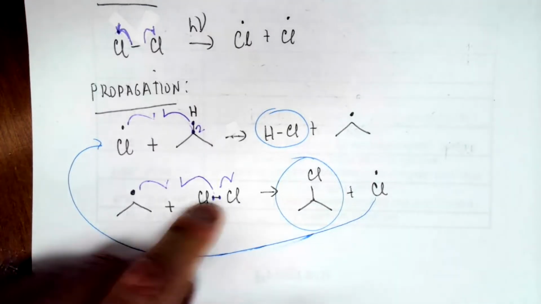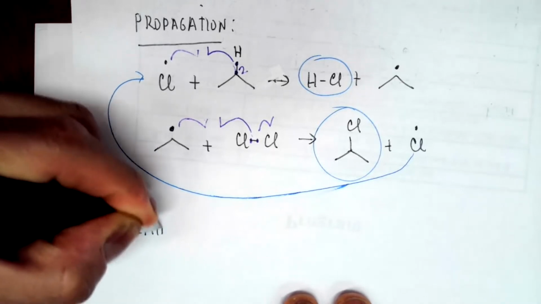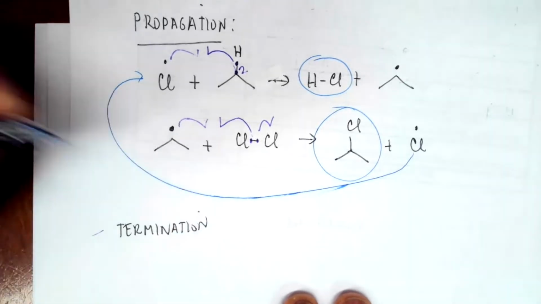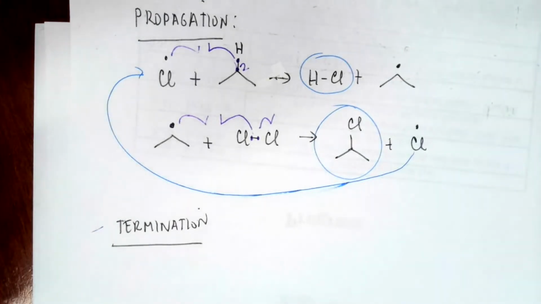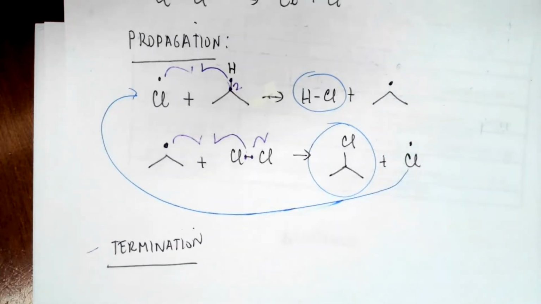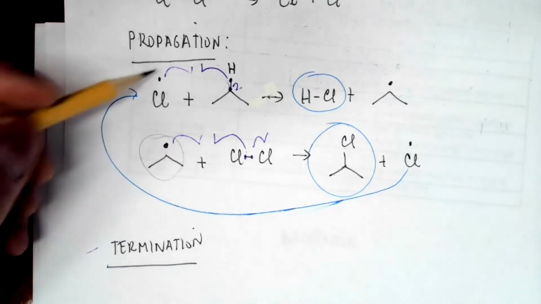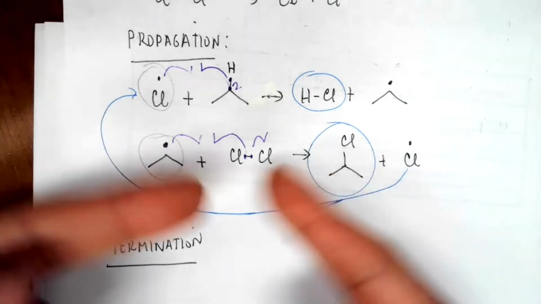That's propagation. And last is termination. In termination, what you have to do is cancel out all the radicals that you have. Okay, so what radicals do we have? Okay, so I'm gonna circle with a pencil. Radicals that I have: this guy, I have this guy. That's it. So I'm going to match them.